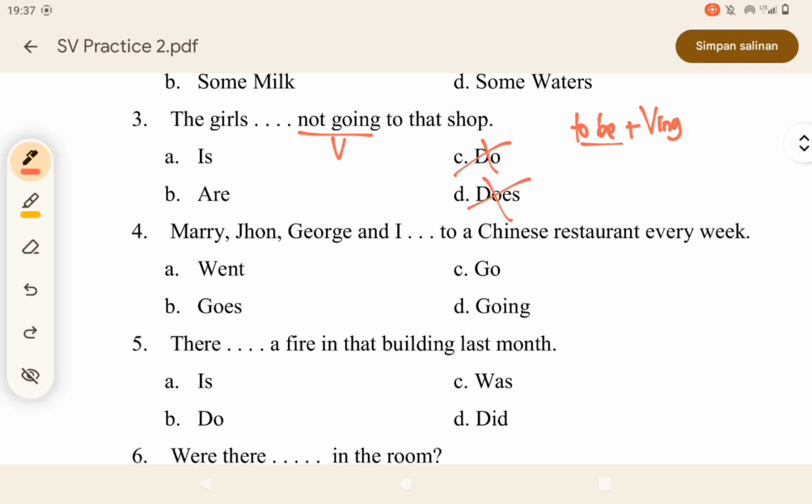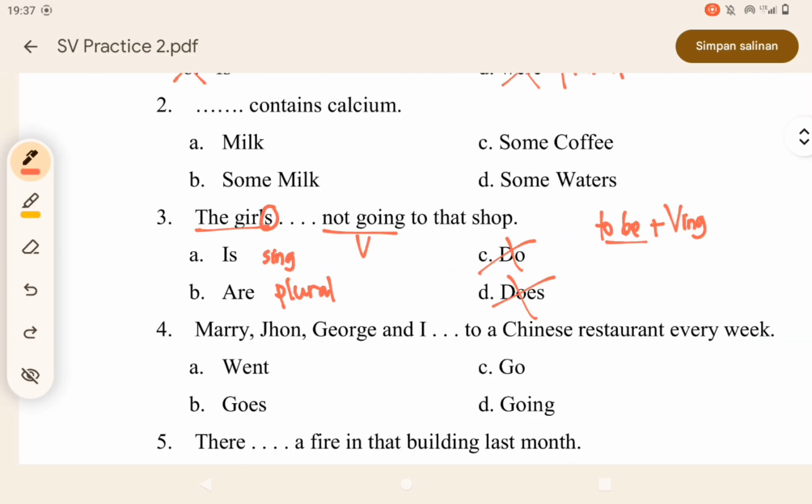Is is for singular. Are is for plural. Now it means we have to look at the subject. The subject here is the girls. We can see there is the s in the end of the noun, which means it represents that this subject is in plural form. So that's why the best answer is B, like that.